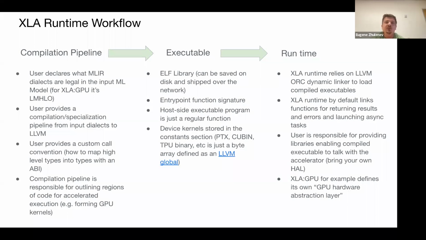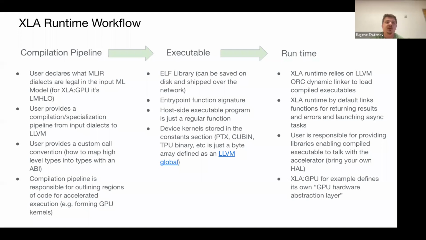It will produce an executable, just an ELF library, plus some metadata about the entry point of this native function, like how many arguments, how many results, what are the types, what are the dimensions. And all device kernels, GPU kernels, for example, will be in the constant section in this ELF library. So it will be a fully self-contained executable that you can serialize and ship over the network, and you should be able to load it in a different process and link it with the runtime primitives, and you should be able to run it on another GPU.